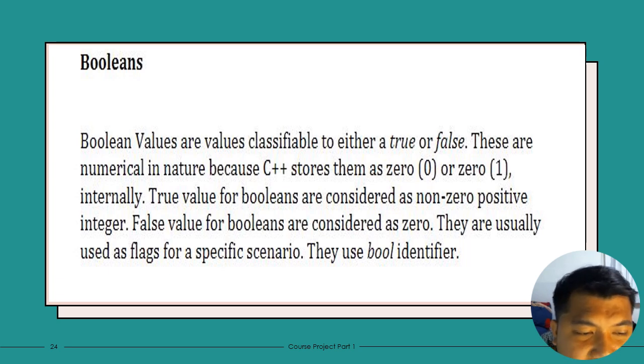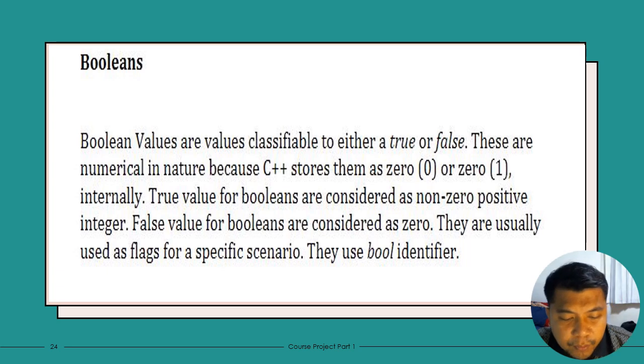They are usually used as flags for a specific scenario. Okay? They use the bool identifier. Okay? When handling Boolean values, use Boolean values to represent true or false values. And use Boolean operators to combine Boolean values. And use Boolean expressions to control the flow of your program. Okay?